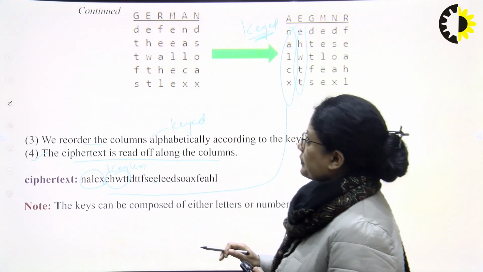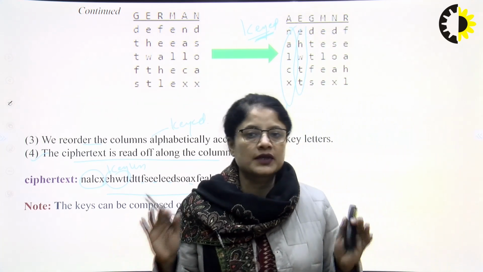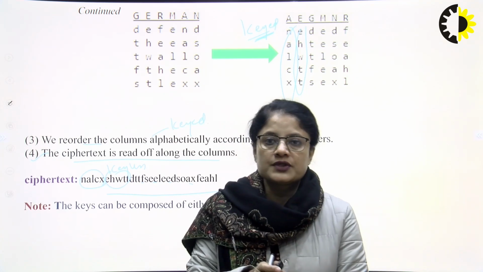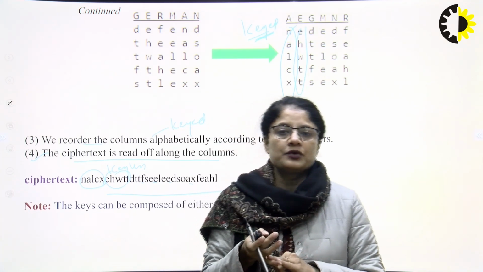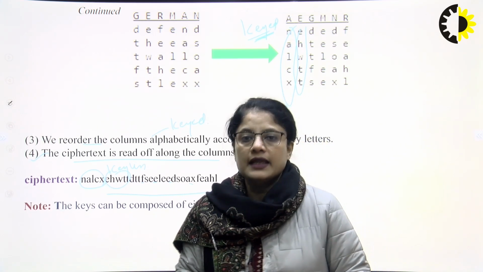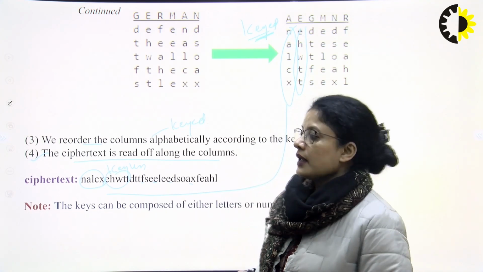So just to summarize, in the case of transposition cipher, we have these two approaches, the keyed approach and the keyless approach, and we can have a third one where you combine the keyed as well as the keyless approach. So this is an example of combining the keyed as well as the keyless approach.